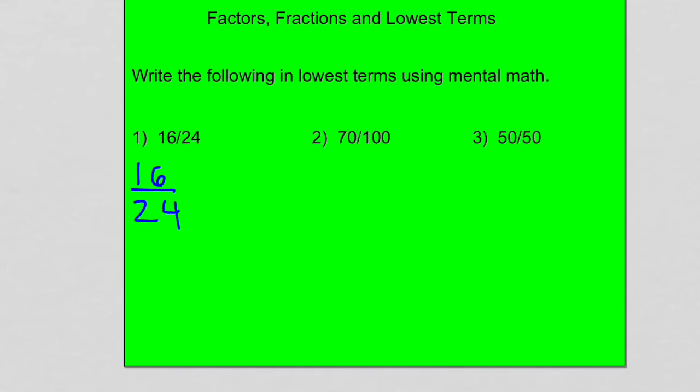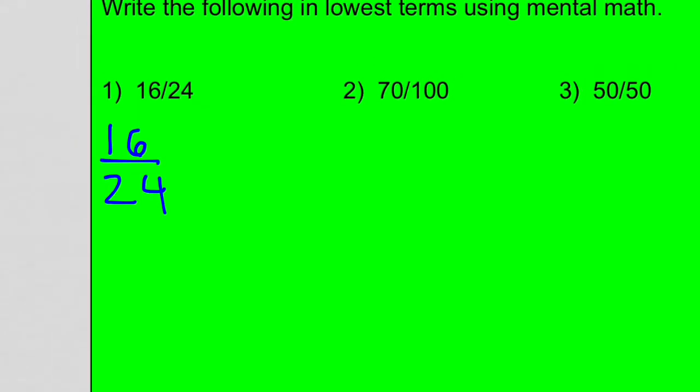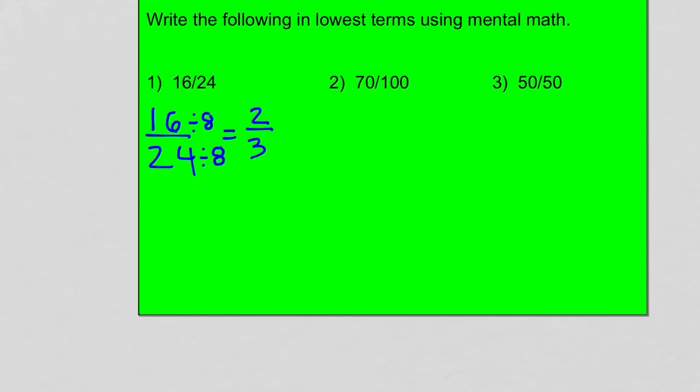Now, if you can recognize the greatest common factor of 16 and 24 just by looking at them, that's great. It's 8 actually. And you could divide the numerator and denominator by 8. So 16 divided by 8 is 2 and 24 divided by 8 is 3, and you would be done. But let's say you don't recognize that, okay?